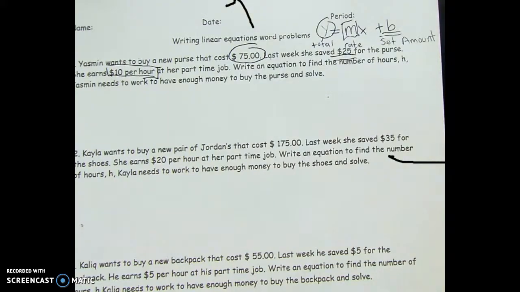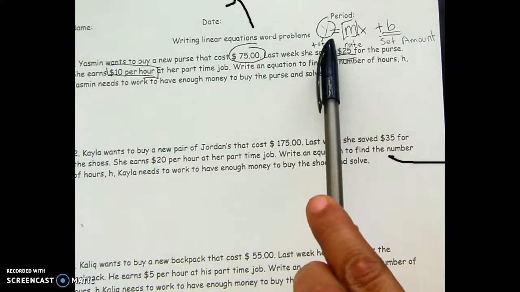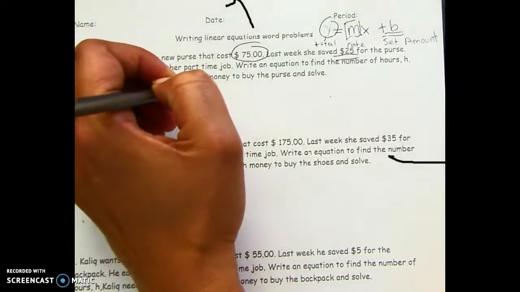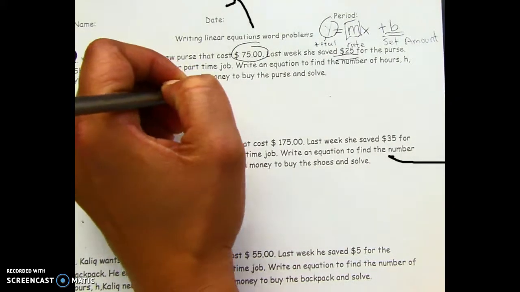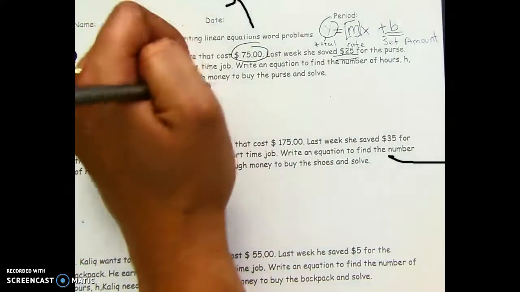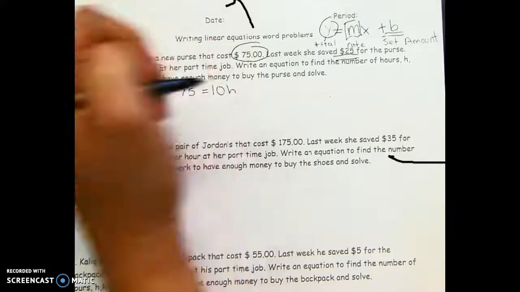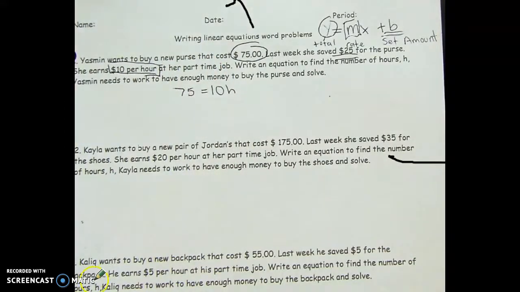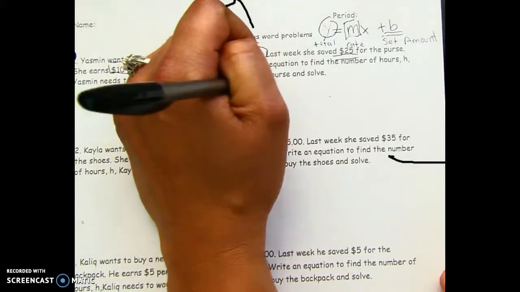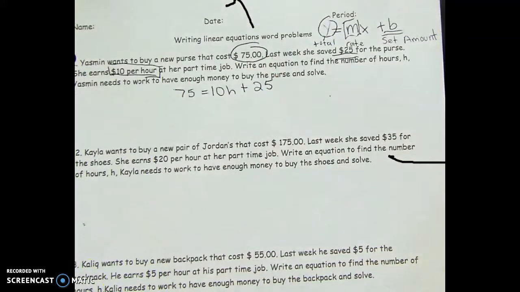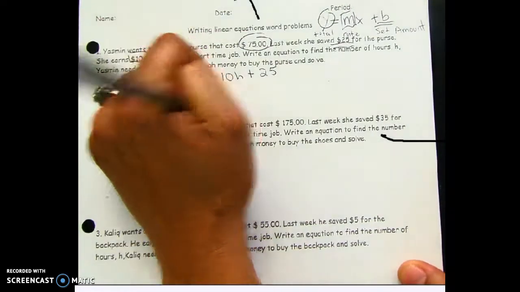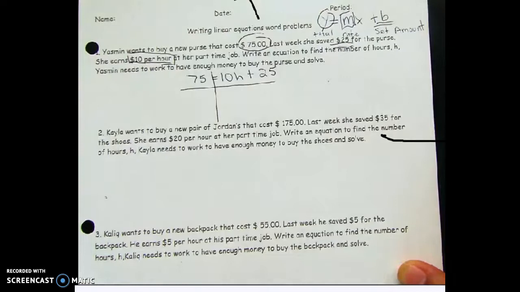Now, with that information, I'm going to follow this diagram I have here. My Y is my total. Well, that goes here. $75 for the purse is my total. My rate is my $10 per hour. And my set amount B is $25. And that's how I'm going to write my equation. Now I'm just going to solve this like a regular 2-step equation. Go ahead and do that now.